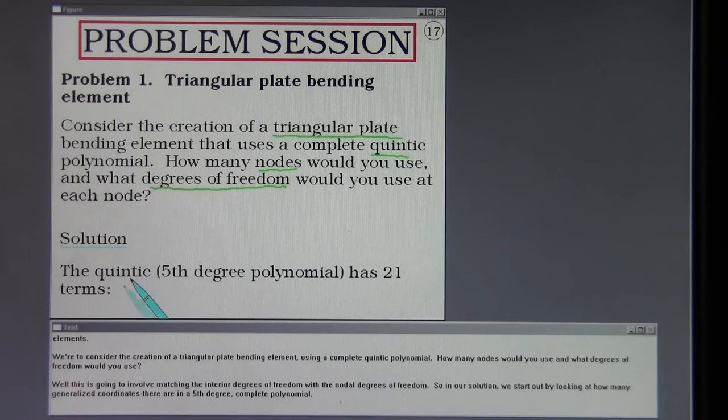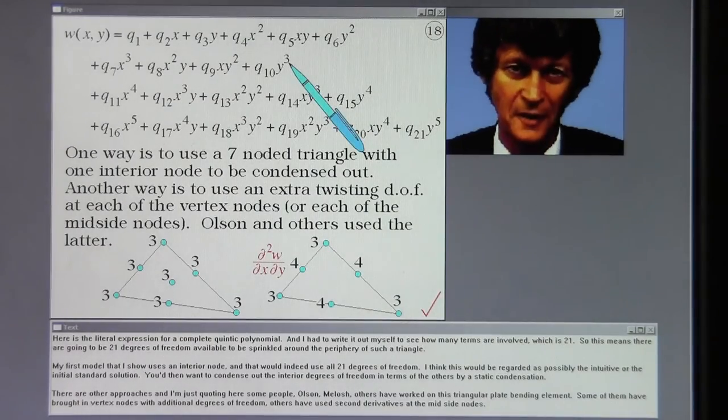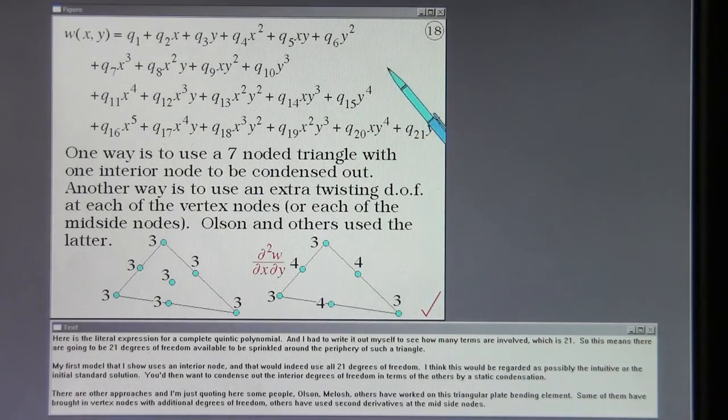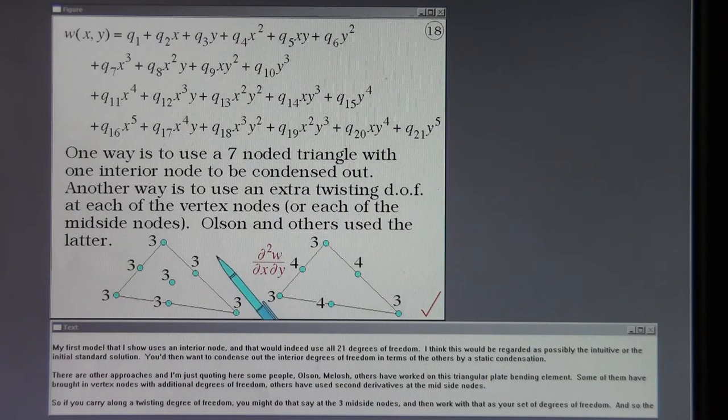So in our solution, we start out by looking at how many generalized coordinates there are in a fifth degree complete polynomial. Here's the literal expression for a complete quintic polynomial. And I had to write it out myself to see how many terms are involved, which is 21. So this means there are going to be 21 degrees of freedom available to be sprinkled around the periphery of such a triangle. My first model that I show uses an interior node, and that would indeed use all 21 degrees of freedom. I think this would be regarded as possibly the intuitive or the initial standard solution.